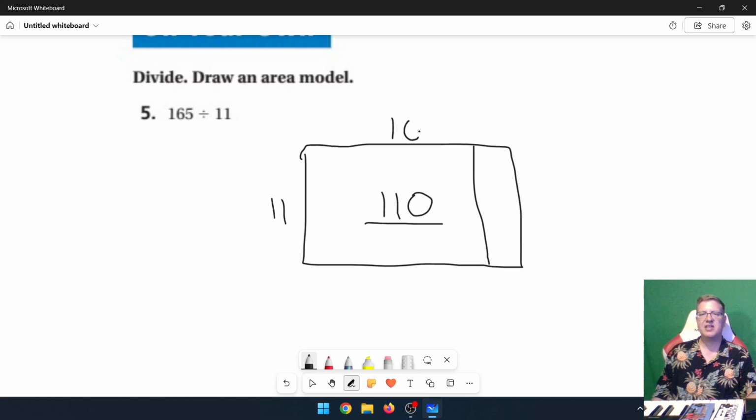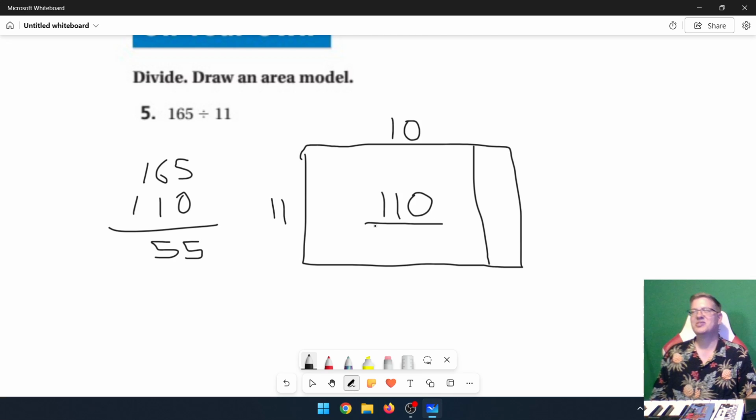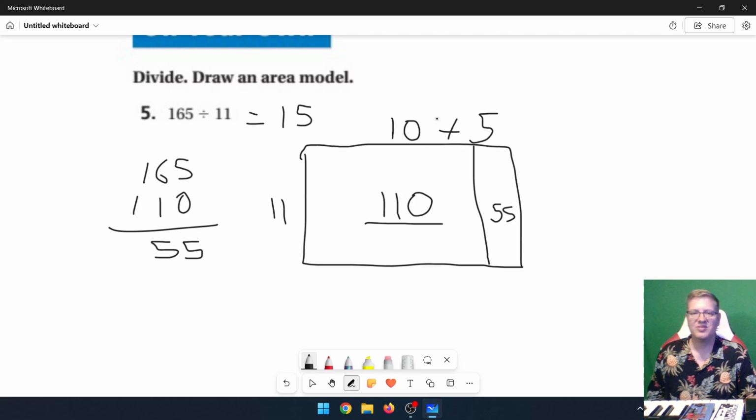We're going to write a 10 up top, and then we need to subtract. We need to do 165 minus 110. And that gives us the answer 55. My students are probably like, wait, he started to say an answer out loud. I did. So the other piece of the puzzle here is 55. And then we need to go ahead and figure out how many times 11 goes into 55. That is 5. So here is our entire area model. And 165 divided by 11 gives us 15. We're going to add these two digits together to make our quotient.